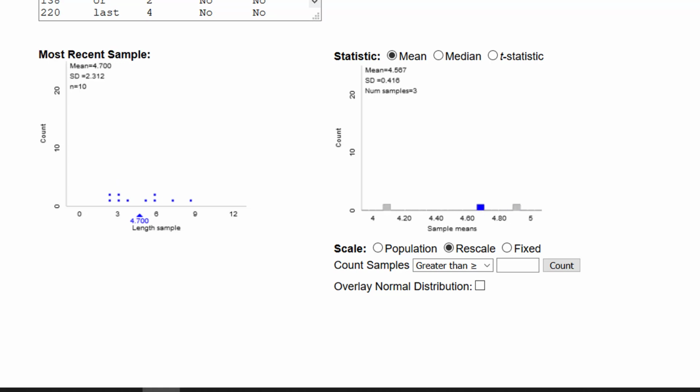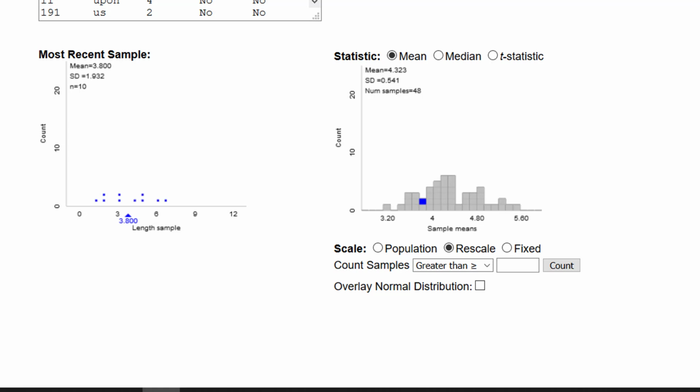And if I repeat and repeat, I'm clicking draw samples over and over and over, the graph on the left is showing the actual word lengths of the 10 words together with the sample mean. And on the right, it's plotting the sample means. Okay, and instead of just clicking, I'm going to up this to like 1,000 samples, and it's going to do this 1,000 times.